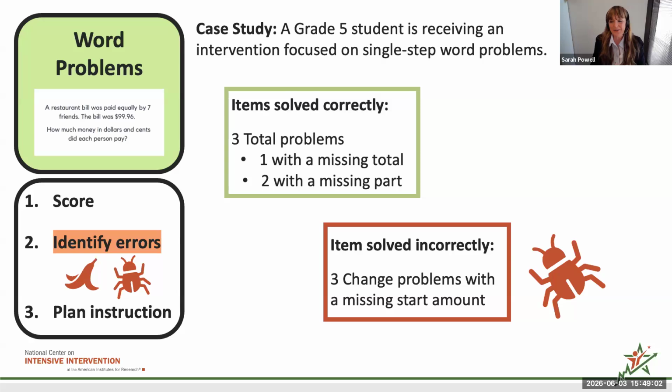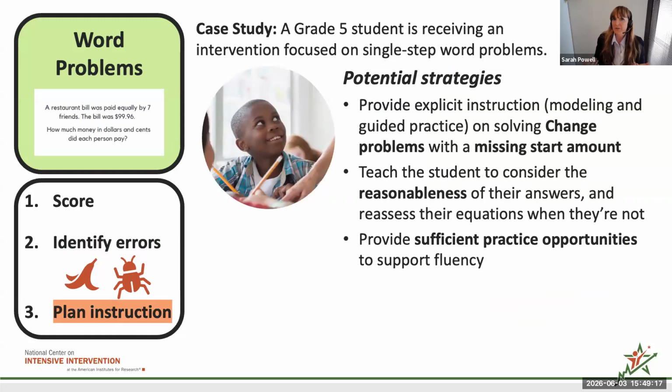So, because we saw it consistently, probably like all of you, you would say that is a bug, Sarah. And that would say, because that's a bug, we need to provide a lot of instruction on those change problems that have a missing start amount. But I would also say any schema problems where I have an unknown that isn't the sum, the difference, the product or quotient, we probably need to do some work on that.